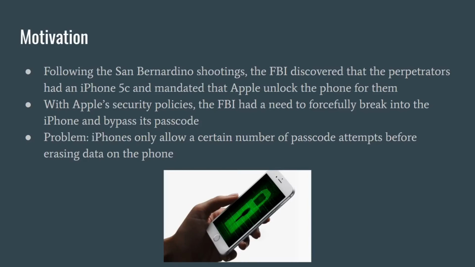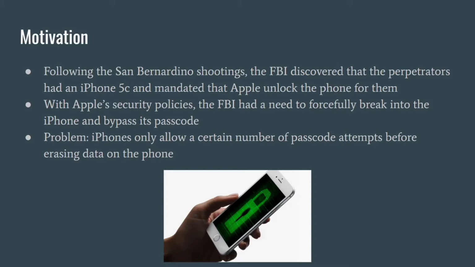So, following the San Bernardino shootings in 2015, the FBI discovered that the perpetrators used an iPhone 5C and mandated that Apple unlock the phones for the FBI. However, under Apple's policies, they refused to unlock the phones since they didn't want to undermine the security of their own devices. As a result, the FBI had a need to forcefully break into the iPhone.